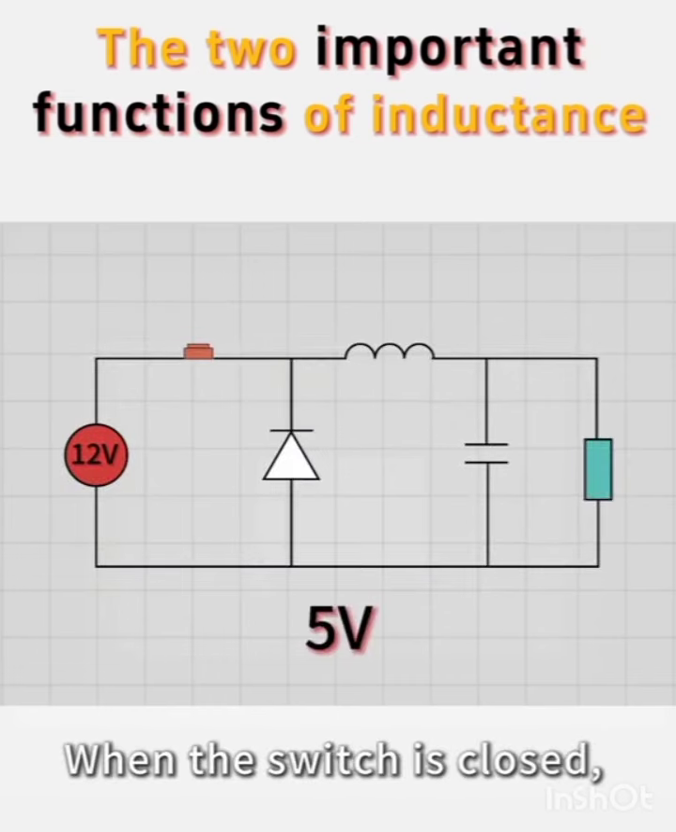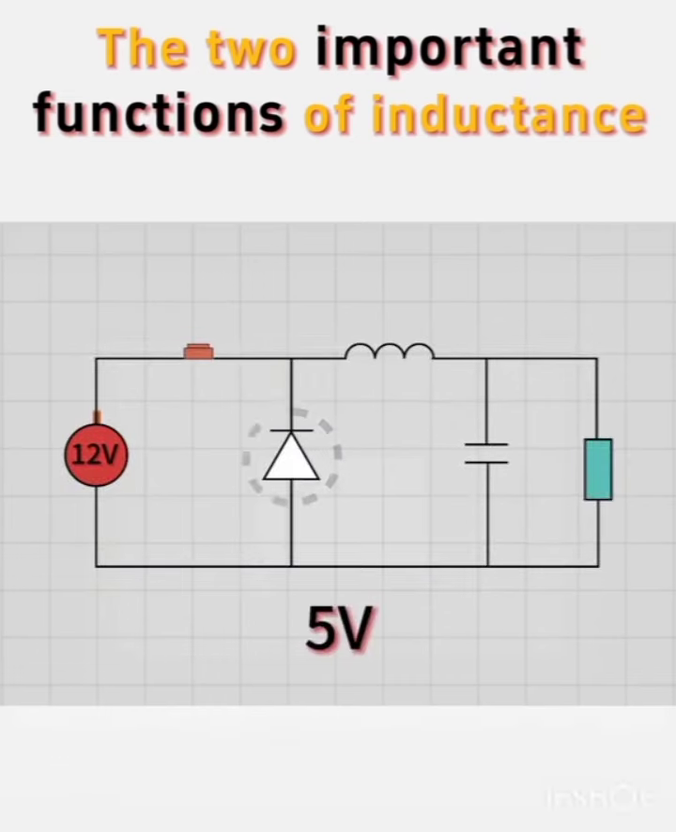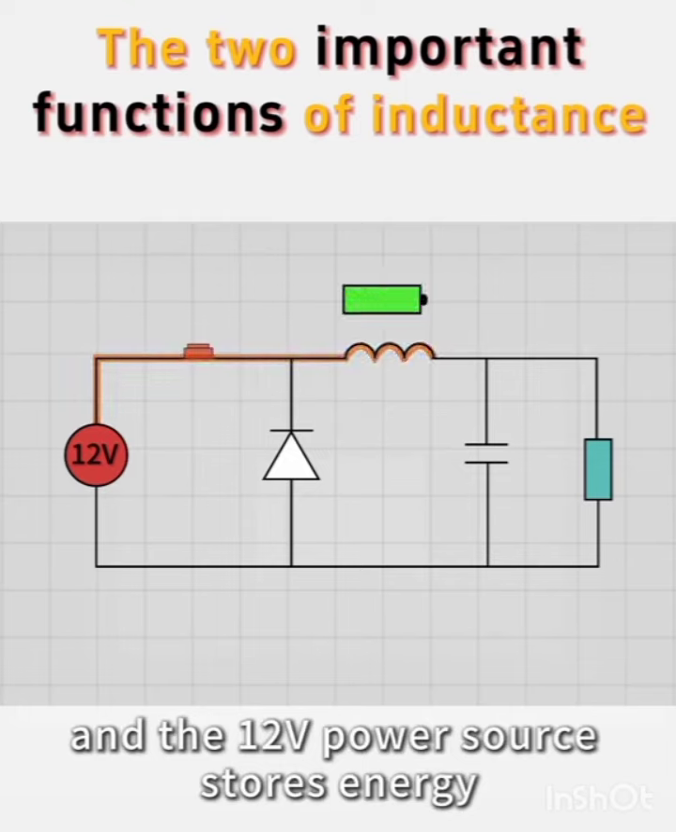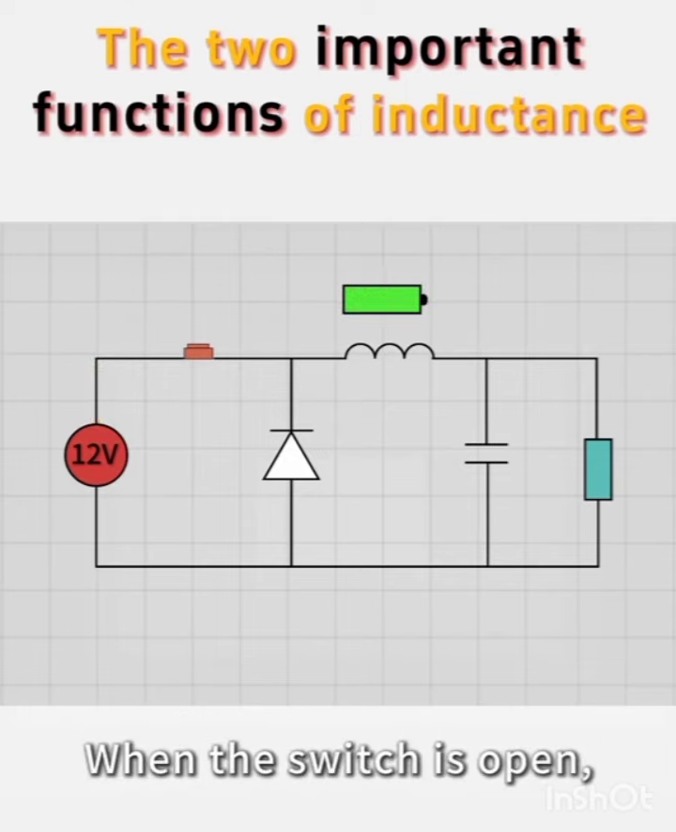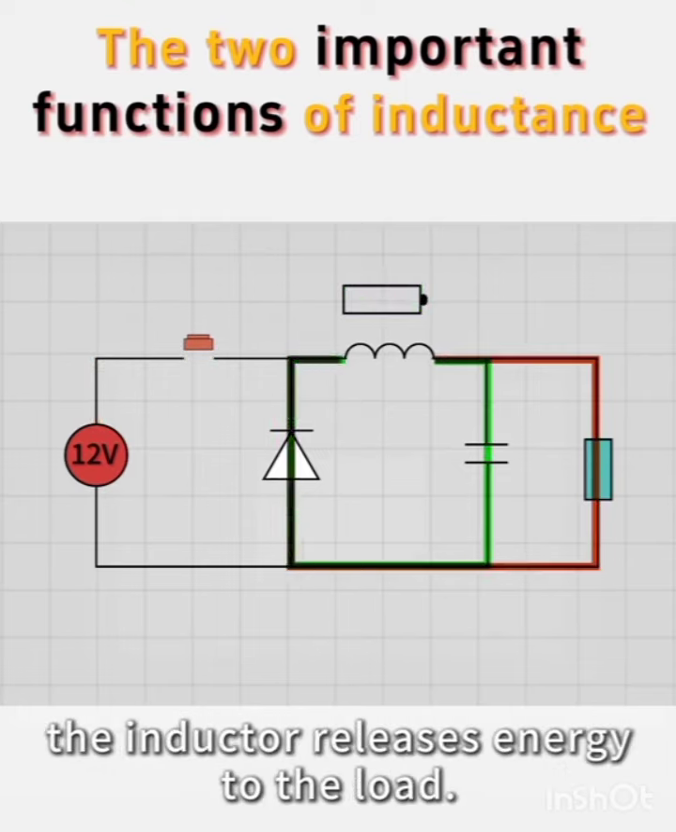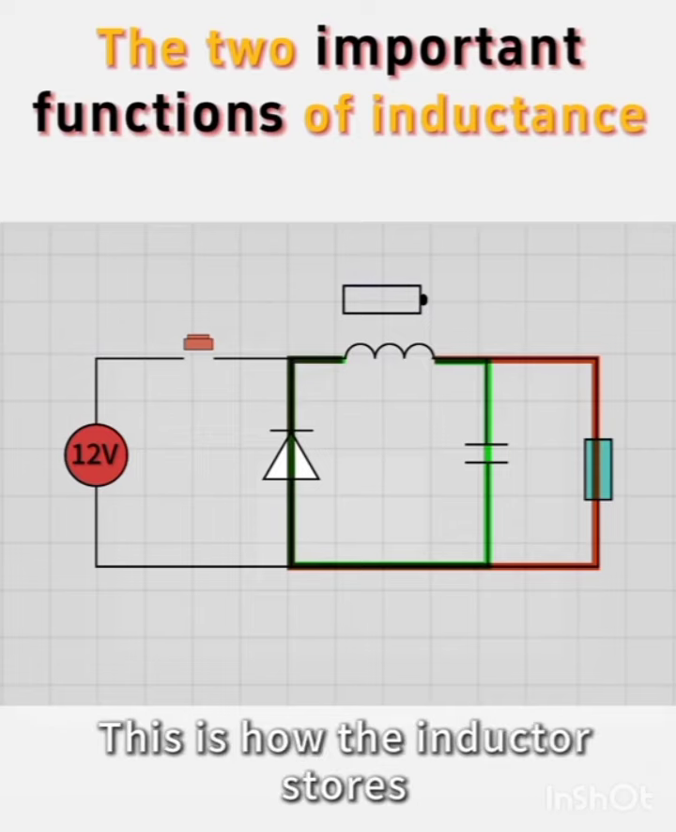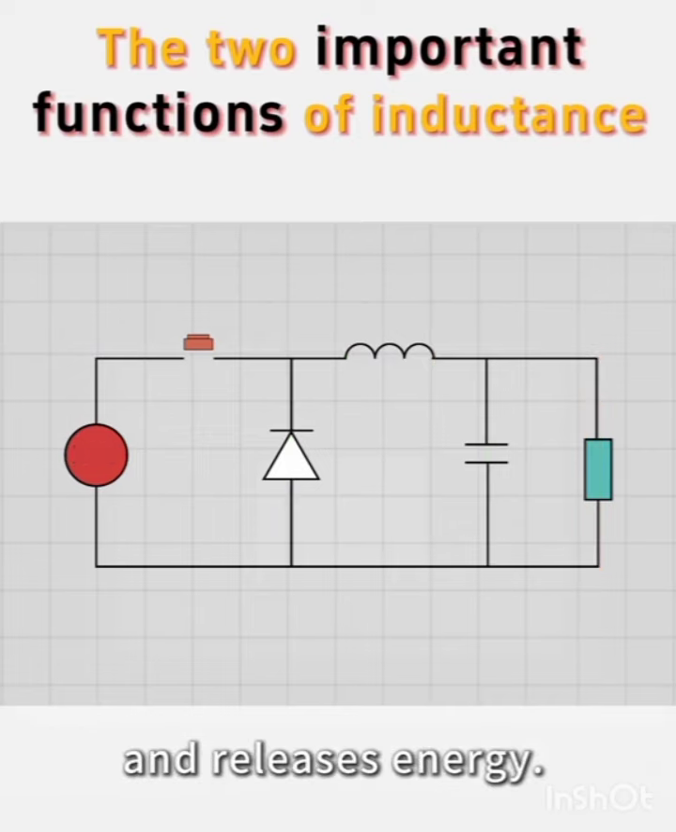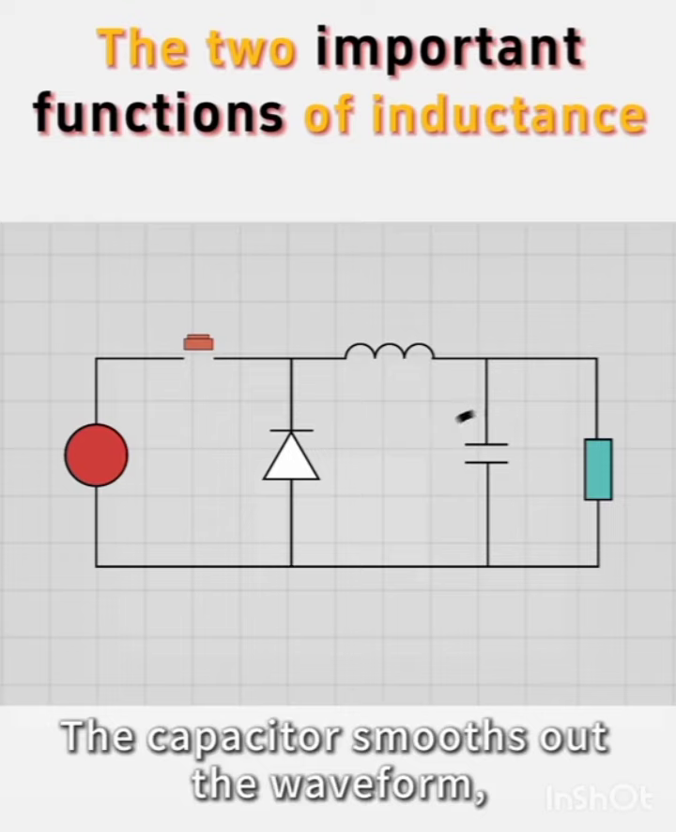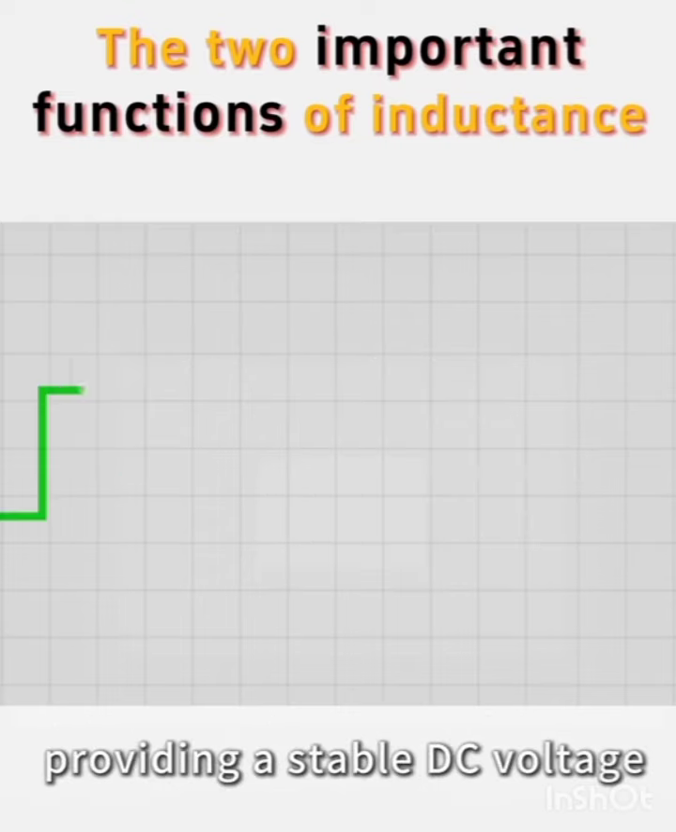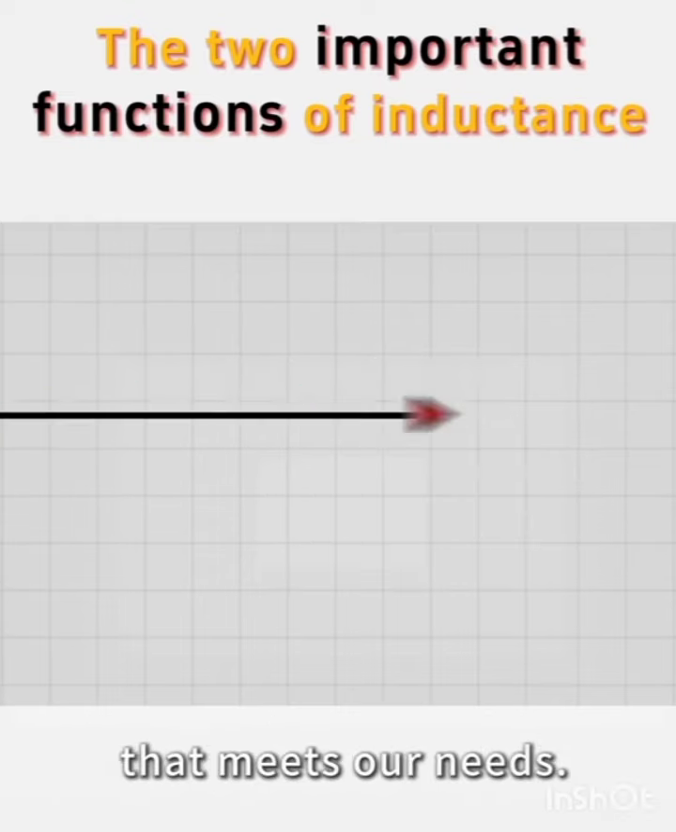When the switch is closed, the diode is reverse biased, and the 12V power source stores energy in the inductor. When the switch is open, the inductor releases energy to the load. This is how the inductor stores and releases energy. The capacitor smooths out the waveform, providing a stable DC voltage that meets our needs.